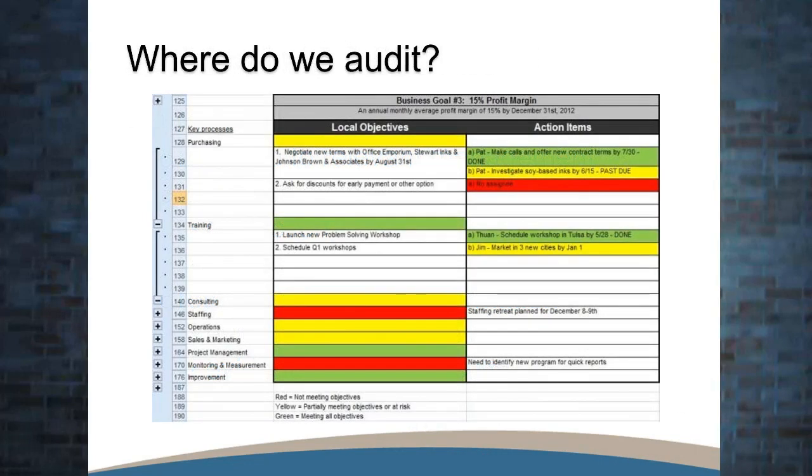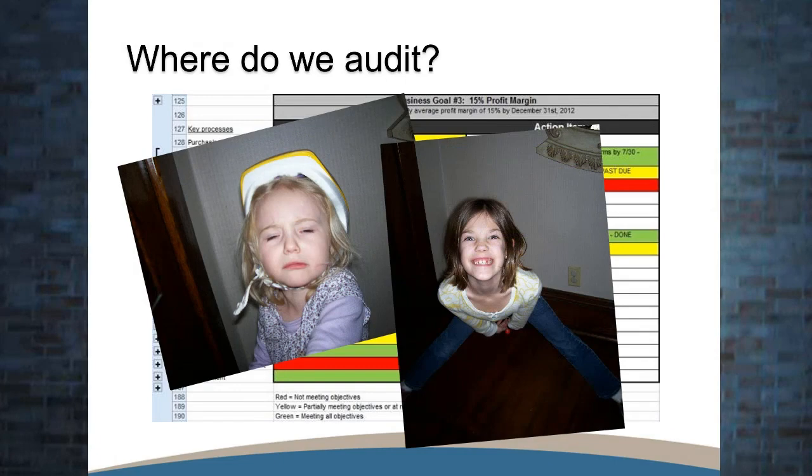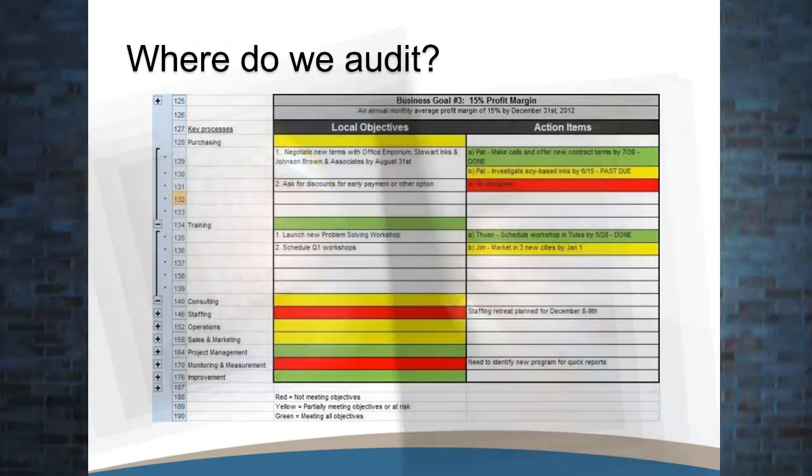Looking at the metrics here, this is a business goal number 3 scorecard. This is just an example scorecard. The question is, where do we audit? And the answer is very, very simple. Ask your 3-year-old. Ask your 5-year-old. Where are the good spots? Where are the bad spots? And they'll easily tell you, you need to audit the red. You need to look at the yellow, assuming that the data is accurate, and red means bad, yellow means concern, and green means good. So making that assumption, that's how easy it is.